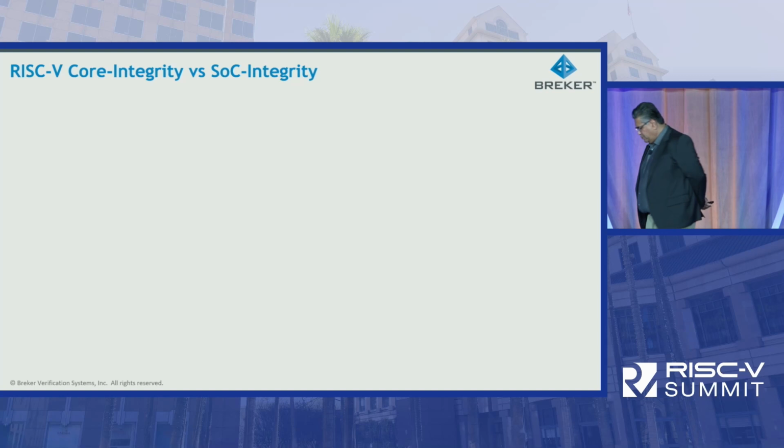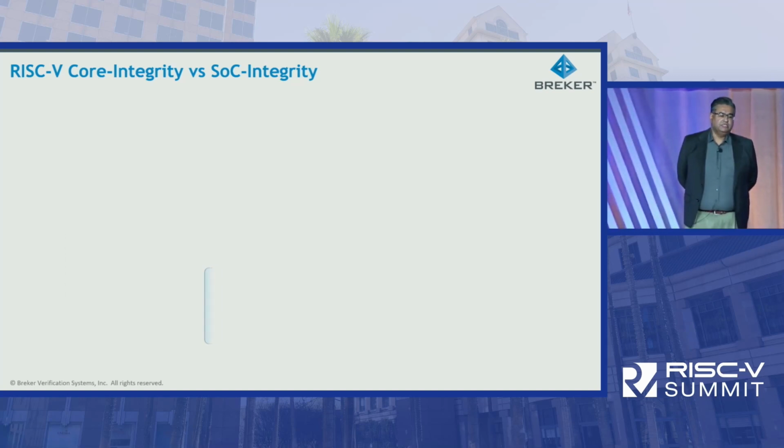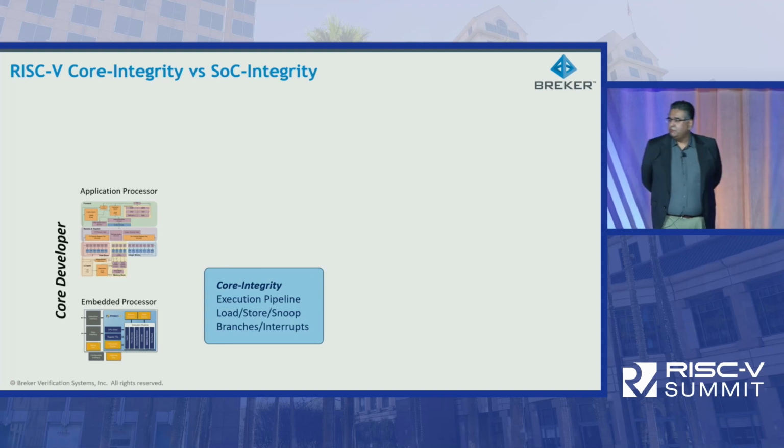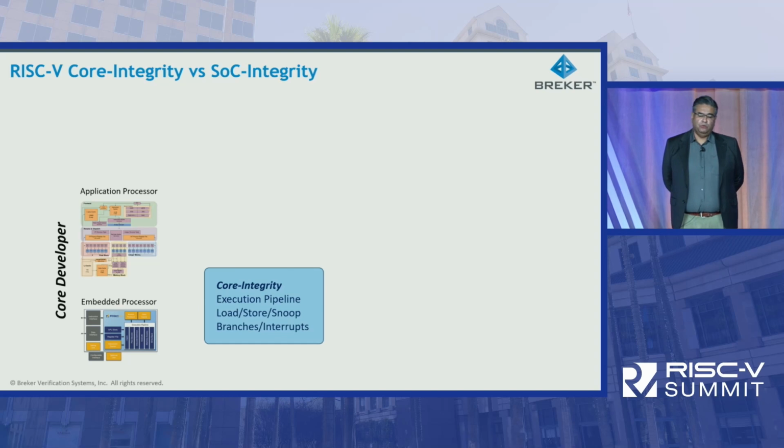So what's the difference between the core developers and the SoC integrators? One population in our community is building cores, some little, some big, but trying to get the core right. We have to make sure the execution pipeline doesn't stumble. Load store is typically 80% of our CPU, and we have to make sure it works right. We also have to deal with silly things like branches and interrupts, which upset our nice, clean execution.